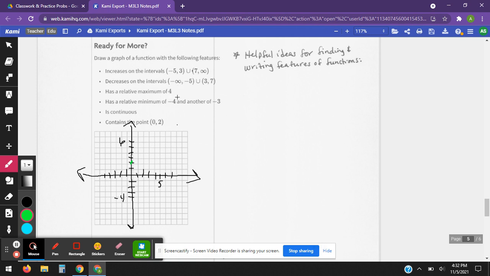So I'm going to do a high 1, 2, 3, 4, and at 3, I'm going to make my relative maximum. I think at -5, I'm going to do my relative minimum at -3. I think at 7, I'm going to do a relative minimum at -4. Okay, so I'm just going to put some points in here because I know it has to increase from 7 forever.